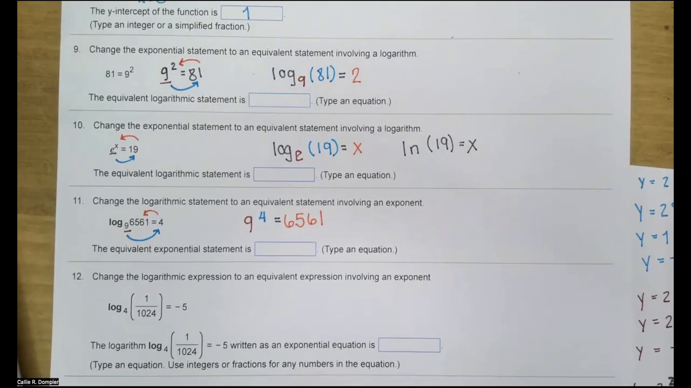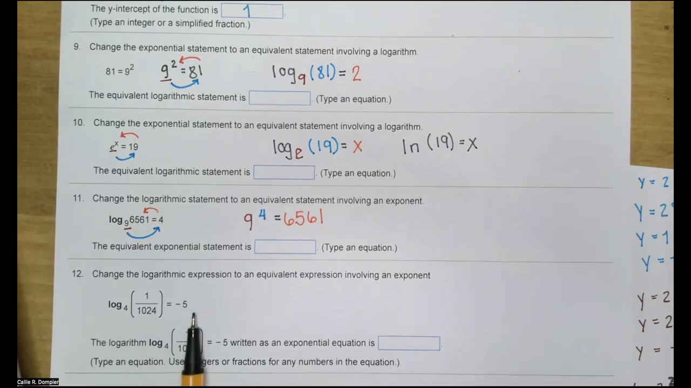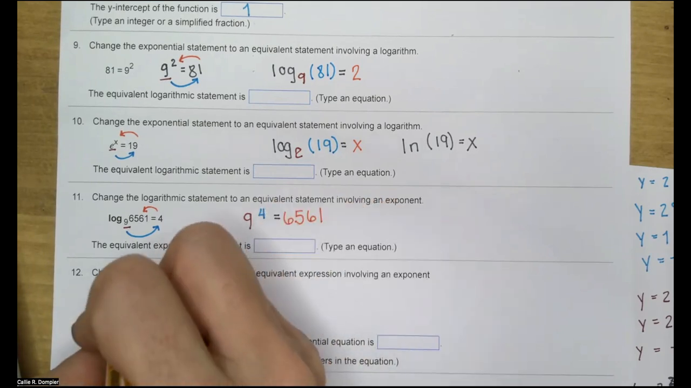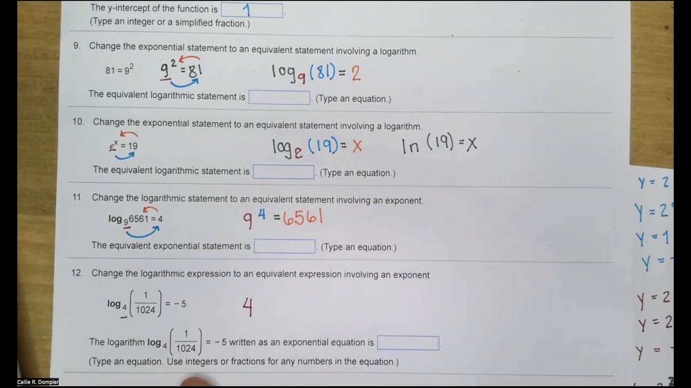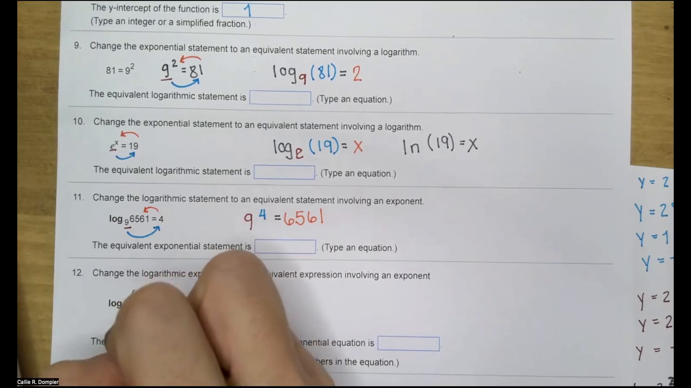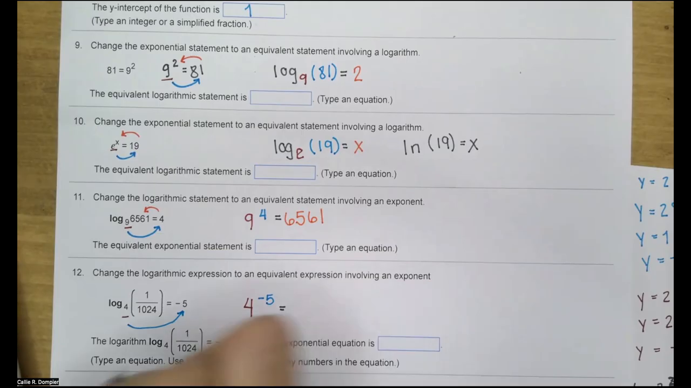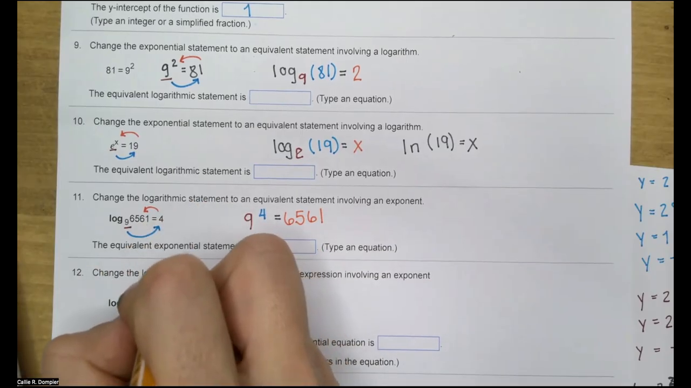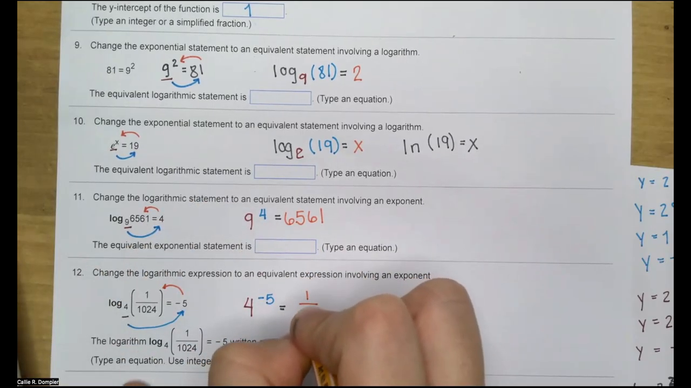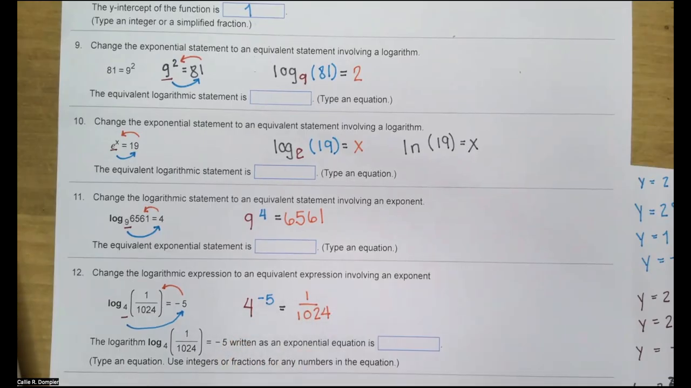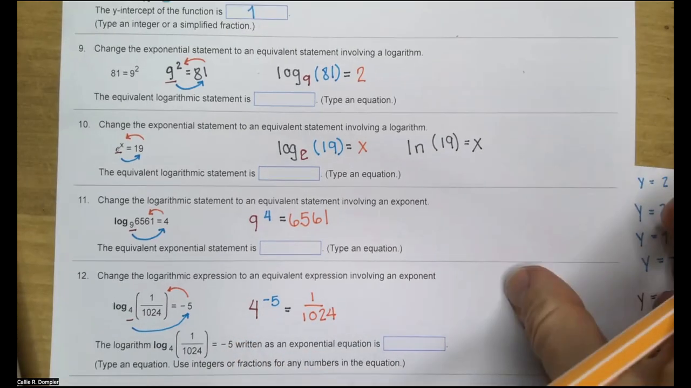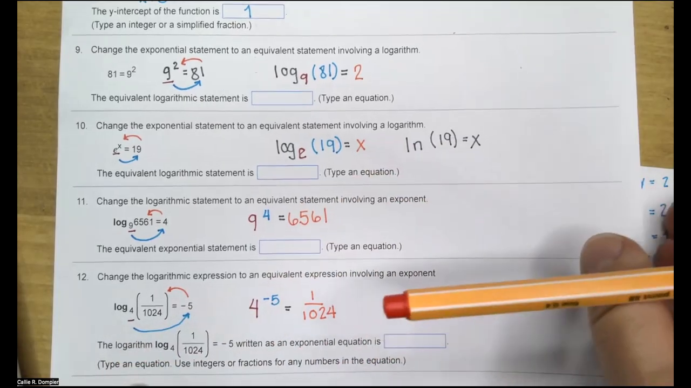Now they're asking us to change it into an equivalent expression using an exponent. So same thing. You've got your base, and you've got your exponent, and you've got your answer. So starting with the base, 4, your exponent is -5. So 4 to the power of -5 is equal to 1 over 1,024. You can check that in your calculator. Good? So that's the logarithm written as an exponential equation.